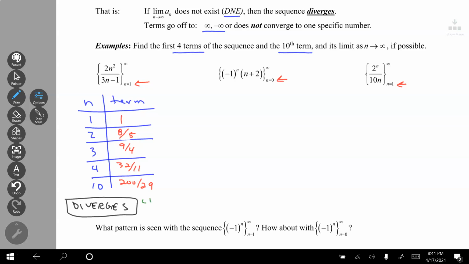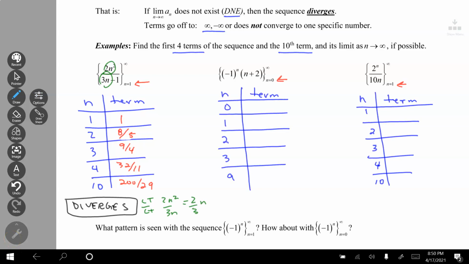I'm going to do that whole leading term over leading term business again. I get 2n squared over 3n. When I look at the leading terms, I get 2/3 n, and 2/3 n is just a diagonal line. It doesn't have a big slope, but it does go up to infinity, so it does diverge because it goes off to infinity. So the next two, you notice one starts at 0, one starts at 1.